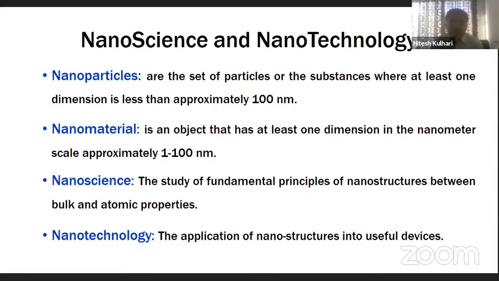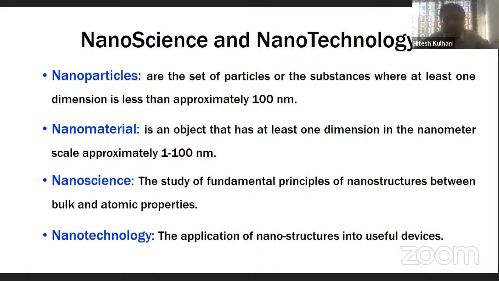The next term is the nanomaterial. What is a material? A material is an object. Particles are different, objects are different. So any material which also has at least one dimension from 1 to 100 nanometer, we call it a nanomaterial.